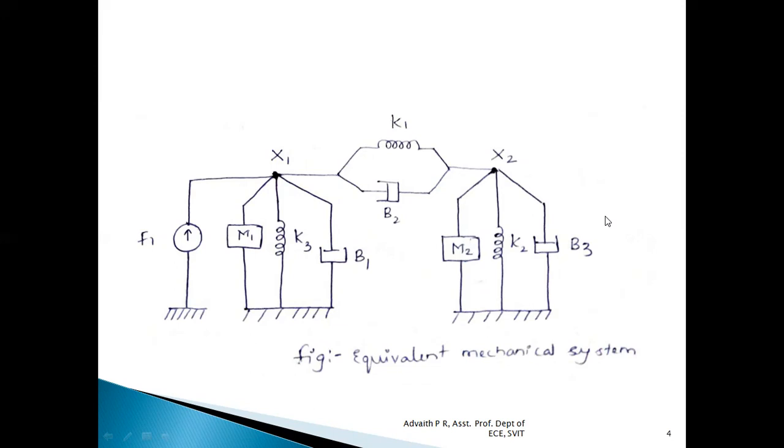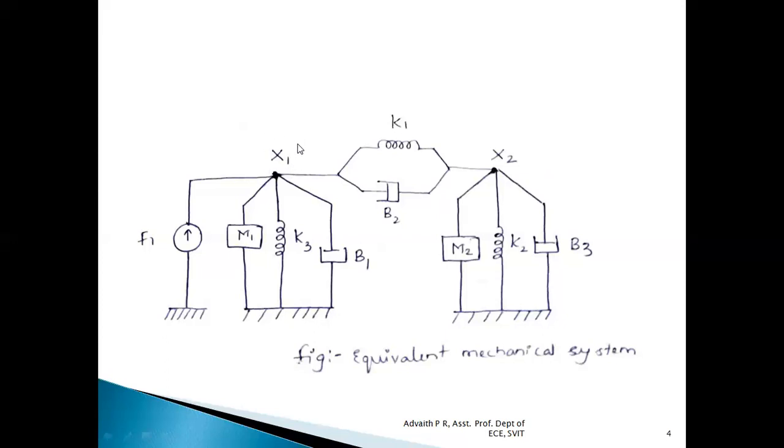After writing the equivalent mechanical system, we will write the equilibrium equations. With respect to equilibrium equations, we have to identify the nodes, the displacements which we have. We have two displacements, x1 and x2. So if we have two displacements, definitely there will be two nodes. If there are two nodes, there will be two equilibrium equations. If there are three nodes, there will be three equilibrium equations. If there are n nodes, there will be n equilibrium equations.